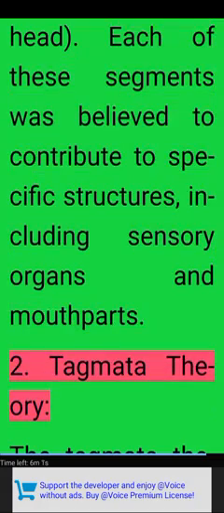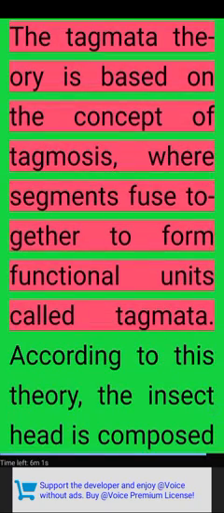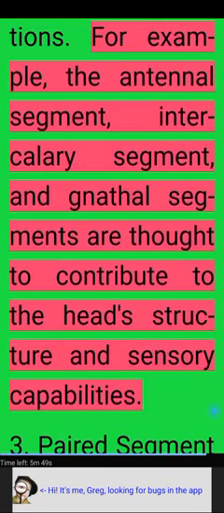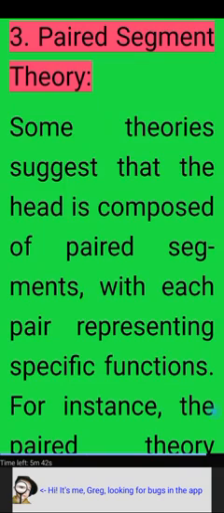2. Tagmata theory. The tagmata theory is based on the concept of tagmosis, where segments fuse together to form functional units called tagmata. According to this theory, the insect head is composed of several segments that have fused to form distinct tagmata, each contributing to specific functions. For example, the antennal segment, intercalary segment, and gnathal segments are thought to contribute to the head's structure and sensory capabilities.